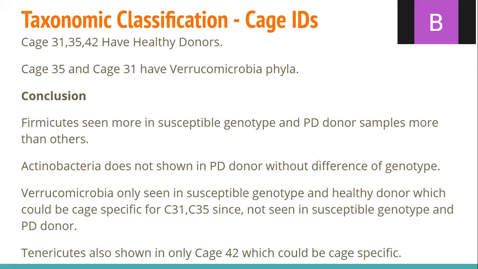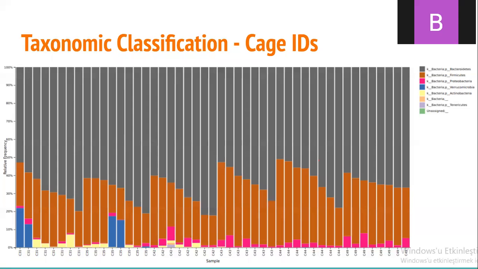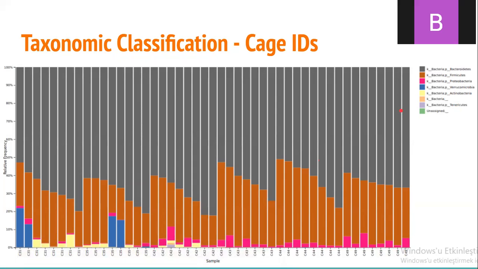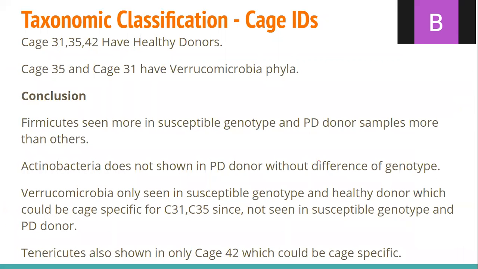Blue ones have only been seen in susceptible genotype and healthy donors, which could be a cage specific phylum. Also, minorly, the gray one here is the Tenericutes, also shown in cage 42, which can again be cage specific. And this is what we understand from our classification, but we need further investigation.